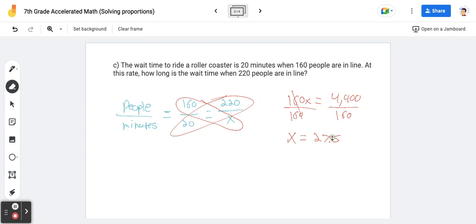27.5. And what's the question? At this rate, how long is the wait time when 220 people are in line? So we could say when 220 people are in line, the wait time is 27 and a half minutes.